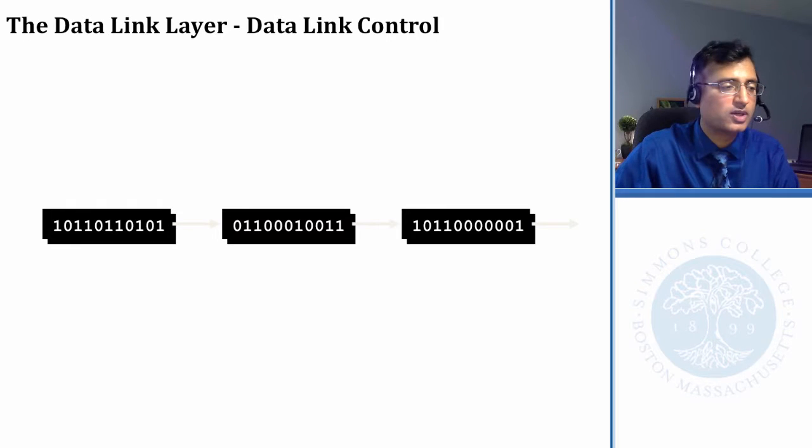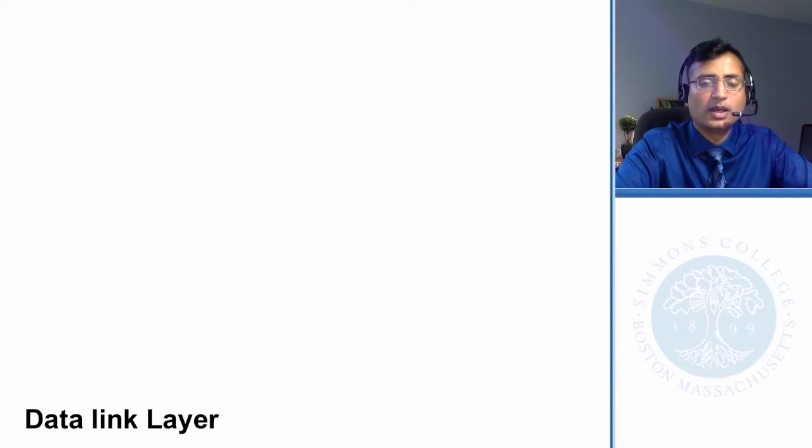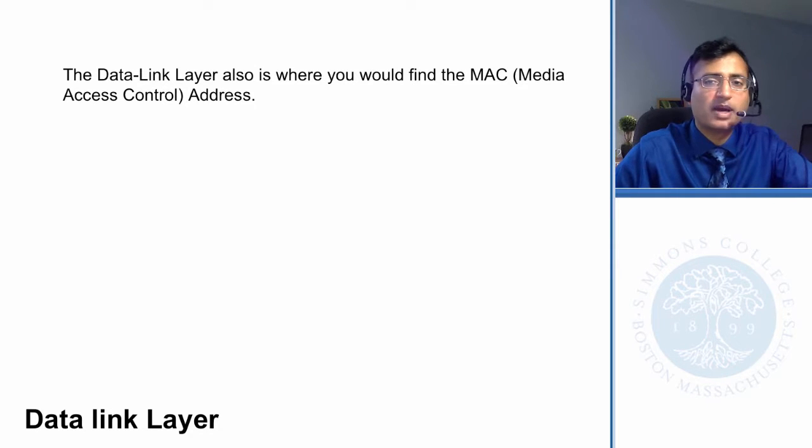The digital information that needs to be sent, such as email attachments, etc., needs to be broken down into smaller bits known as packets. And these packets require some information, similar to sending a letter in the mail. So here you have hubs, routers, and switches, and all of these are typically associated with the data link layer. And this layer is also the one where you find the MAC address of the computer, which is also known as the media access control address.